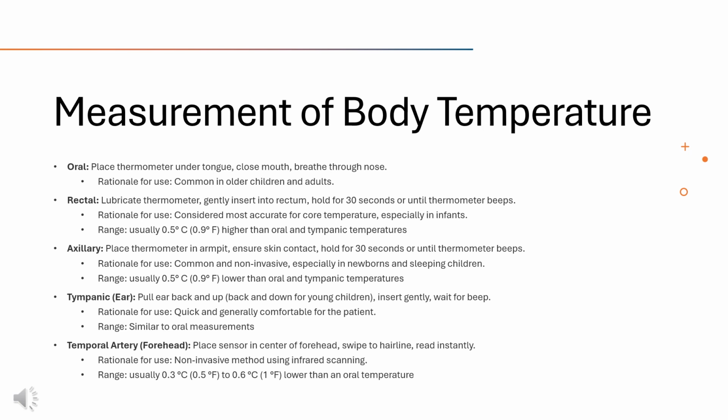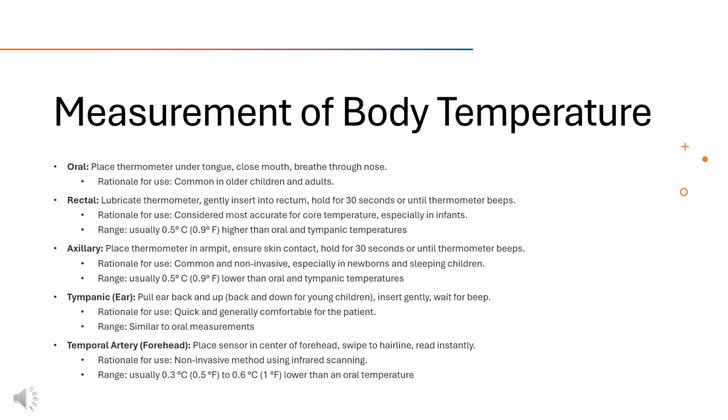How about oral? Commonly used in older children and adults, we're going to place a thermometer under the tongue or in that little pocket next to the gum and instruct the patient to close their mouth, breathing through their nose, but don't bite down. Keep the thermometer in place for about 30 seconds or until the device signals that it's done.